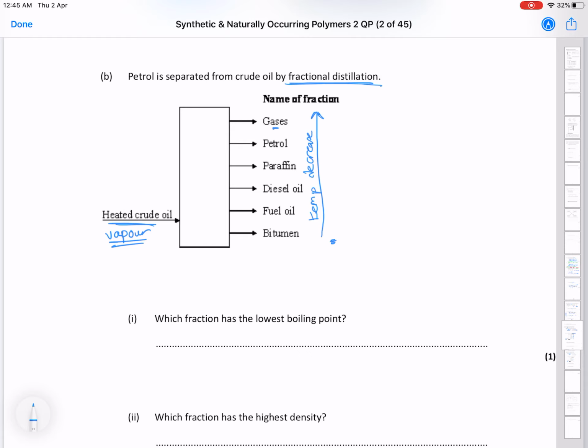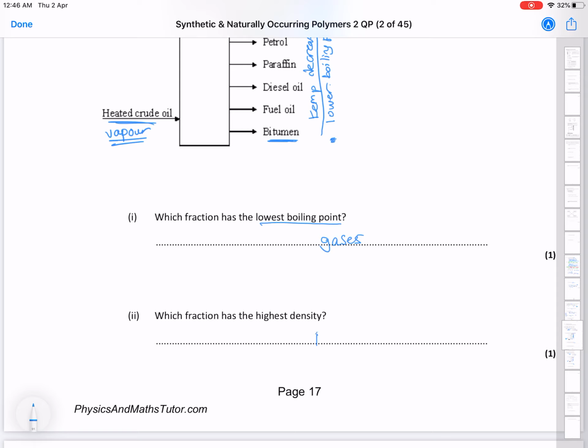So here, lower boiling point compounds would be at the top. Which fraction has the lowest boiling point? That will make this question very easy to say that they are the gases, particularly the natural gas, though it's not mentioned here, so I'm just going to write gases. The one that has the highest boiling point will be at the bottom of the fractionating column, which is the bitumen, because as we said, as I move up, the temperature decreases, so the fraction that has the highest density is the bitumen. This is very simple what fractional distillation is.